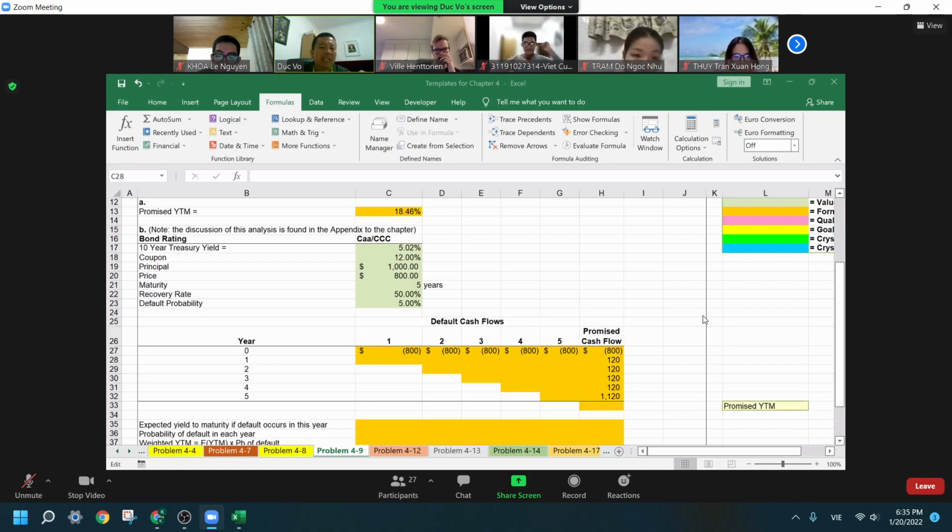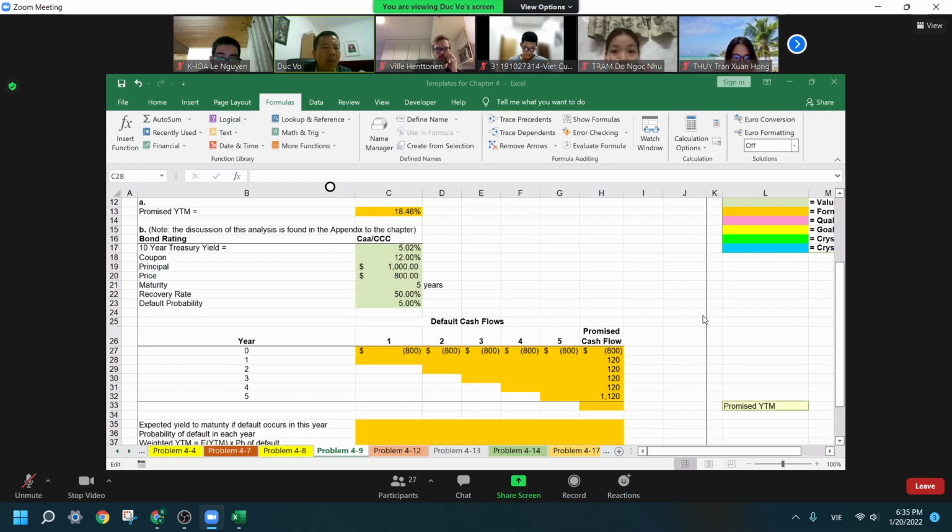You can see that there is a 5% default probability. Am I right? And then the recovery rate is 50%. So I say again, you should be able to recover 50%, so you don't lose everything. When things go wrong, you can recover 50%. So 50% of what?